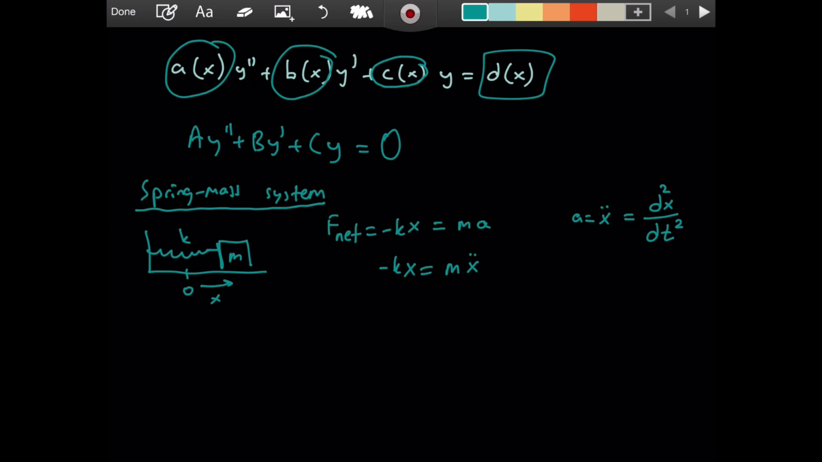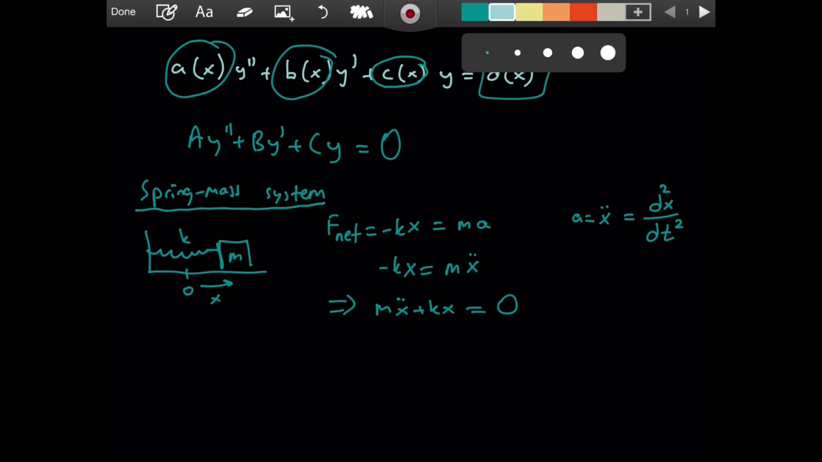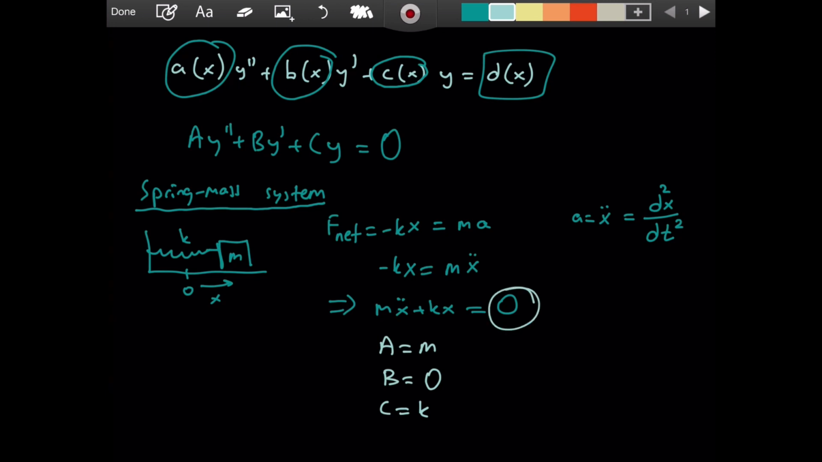Now you can see that if I add kx to both sides, we have m x double dot plus kx equaling 0. And this, my friends, is a second order linear differential equation which is homogeneous. Because look at this. A here is the mass. B here is 0 because the first order time derivative of x doesn't appear in the equation. So B is 0, C is k, and of course we have it equal to 0.